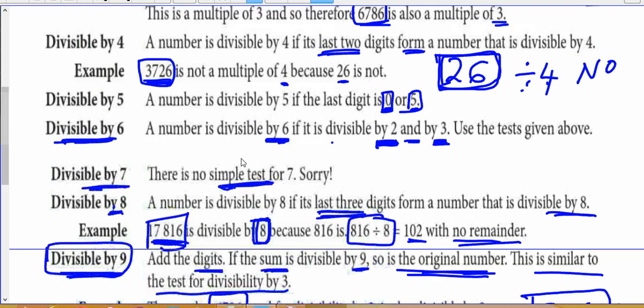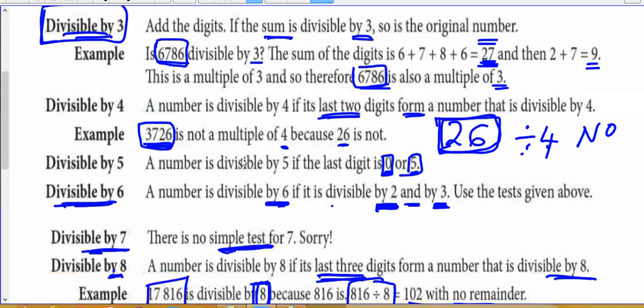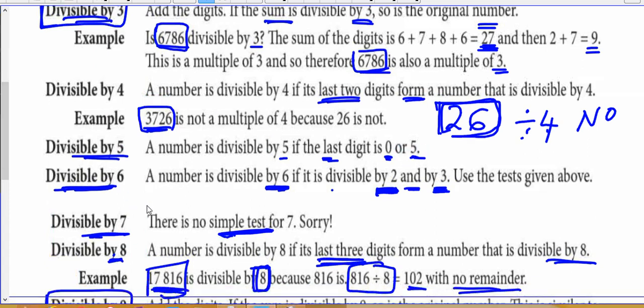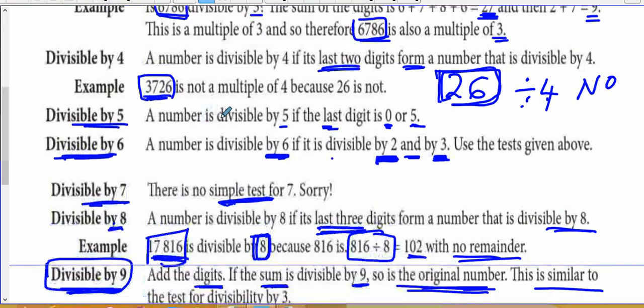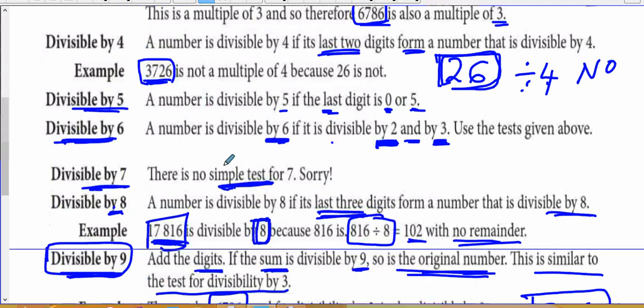This is the divisibility test for the number 5. How do we know that a number is divisible by 5? We say that a number is divisible by 5 if the last digit is either a 0 or a 5. Nothing less than that and nothing more than that. We repeat, a number is divisible by 5 if the last digit is either a 0 or a 5.